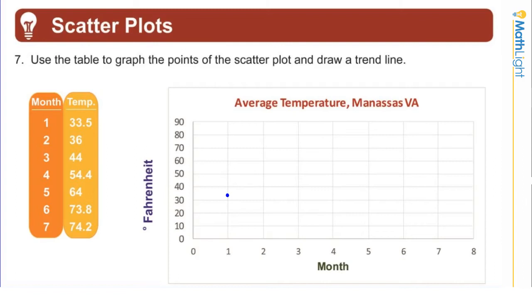All right, second month, February 36. A little bit higher, about in there. Third month, 44. I don't know, maybe about there. Fourth month, 54.5. Almost 55, somewhere in there. Fifth month, 64. We're going up and up. 64, about there. June, 73.8, almost 74, somewhere in there. And finally, July, 74.2. We only went up a tad, so right about there.